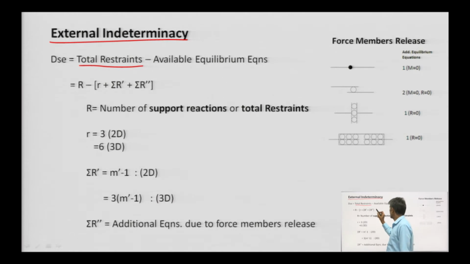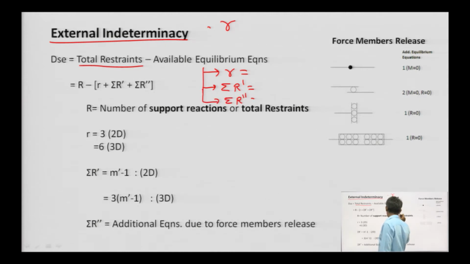What are the equilibrium equations? I have discussed in a previous slide that if we are taking the entire structure, then it is 3. Here I have taken it as small r. The equilibrium equation is written in 3 forms: small r, sigma r dash, and sigma r double dash. Sigma r is 3 in case of plane.